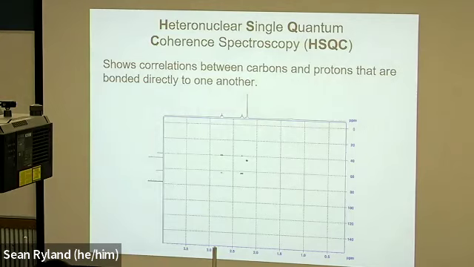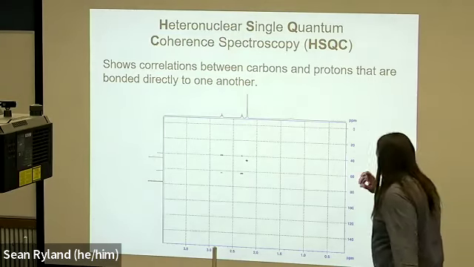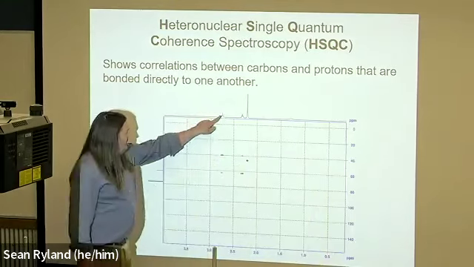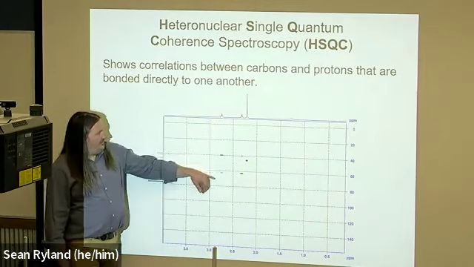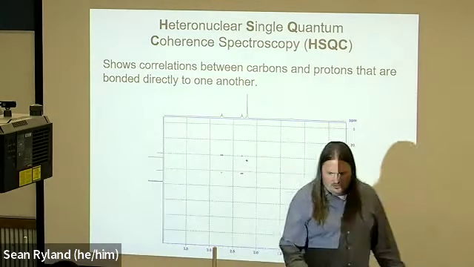HSQC, heteronuclear single quantum coherence spectroscopy. Say that 5 times. There's a reason that scientists love their acronyms, because it's a lot better than the alternative. Basically what this does is this takes your carbon-13 NMR and overlays it with the proton NMR. So it's not as symmetrical, but it'll show whatever signal shows up in the proton NMR. Wherever you see those signals, that's going to tell you that it's related to these other carbons.